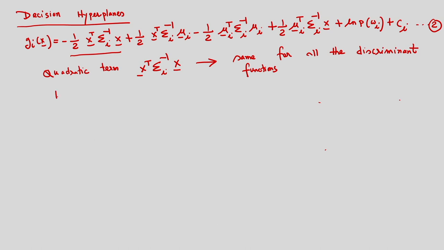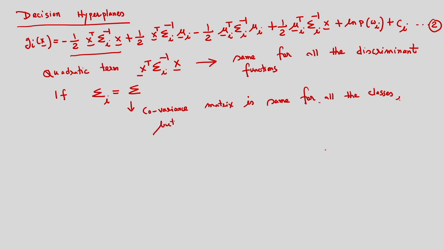Now if I consider that the covariance matrix of a particular class is equal to, suppose, covariance matrix sigma, that means the covariance matrix is the same for all the classes, but it is arbitrary. What is the meaning of this? The meaning is the covariance matrix is the same for all the classes, but it is arbitrary.